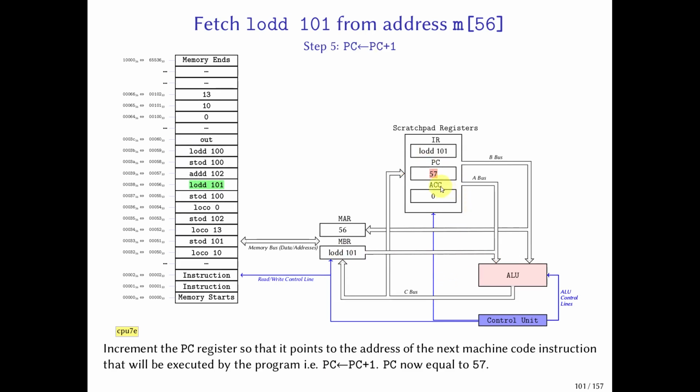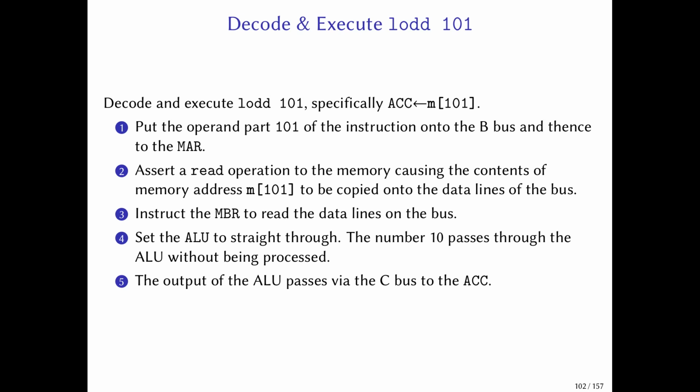So the PC register now contains the value 57, which is the memory address of the next instruction that will be executed when this instruction has been fully decoded and executed. So once we have done the fetch part, it's then time to actually go ahead and decode and execute lodd 101. And again I'm consulting my table, which I have printed out in front of me, and which you should have in front of you when you do this exercise.